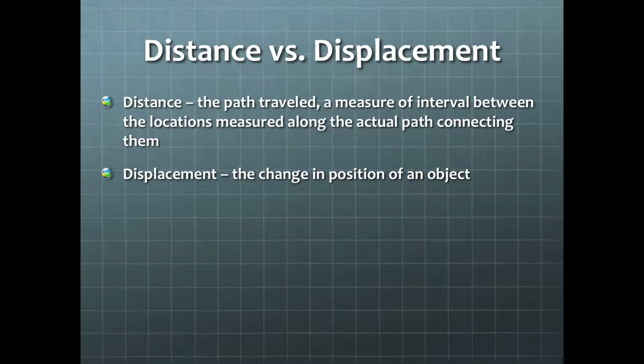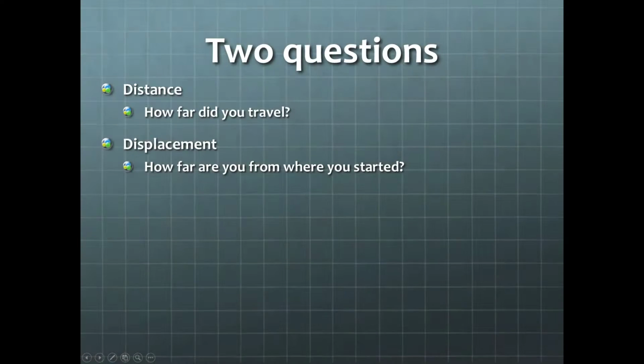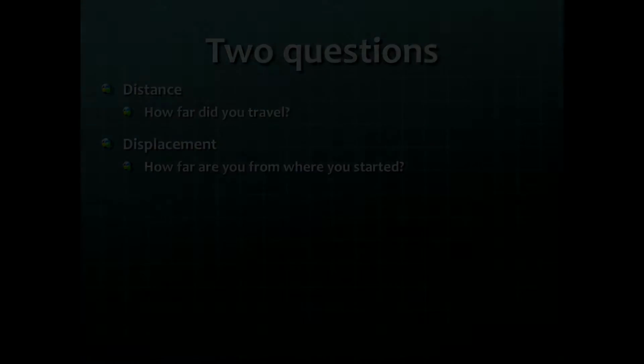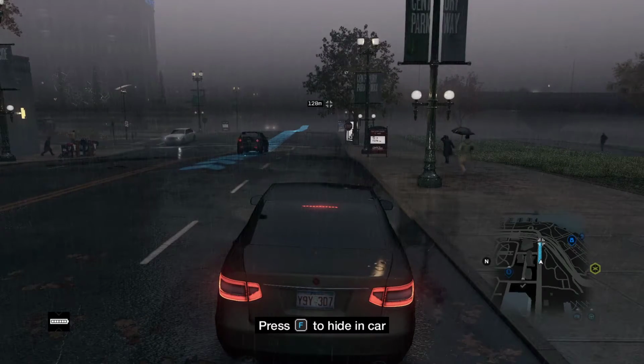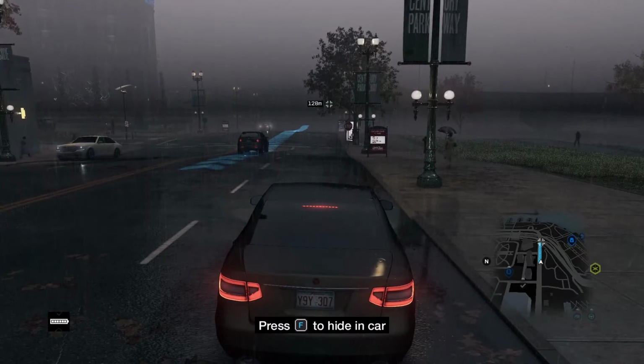After reading these two definitions, it may still sound kind of vague. A couple questions can distinctly separate the two terms. The first question, how far did you travel? This describes the distance. The second question, how far are you from where you started? This describes the displacement.